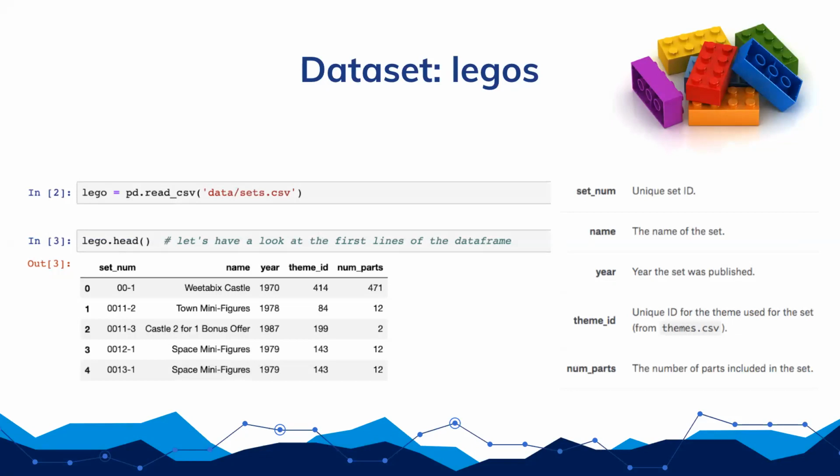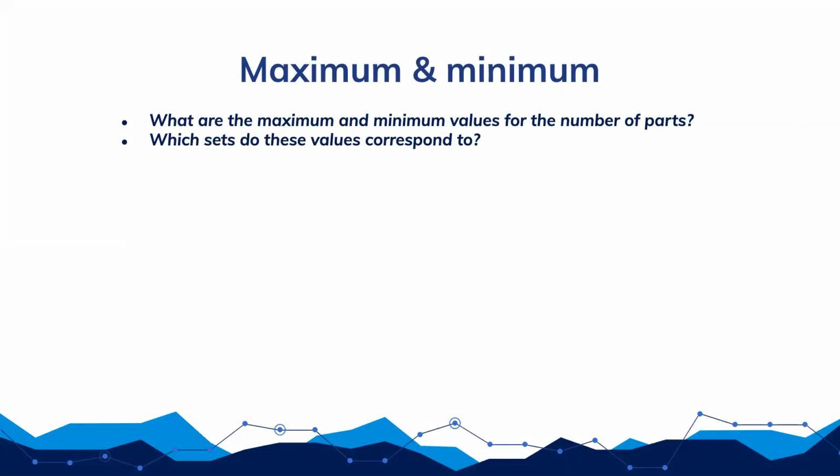The data set we're going to use is a bit of a silly one, but it's a Legos data set. It's a data set which has sets, and here you'll have the names of the sets, the years when they were released, an ID, and the main thing we're going to look at, the number of parts of each set of Legos, right? Let's start with simple questions. What are the maximum and minimum values for the number of parts for all the sets that we have in the data set? And which sets do these values correspond to?